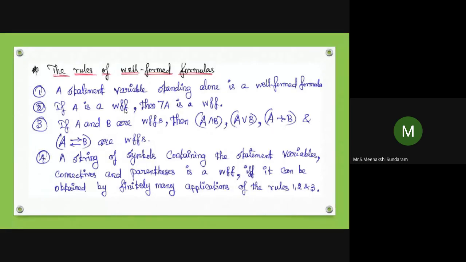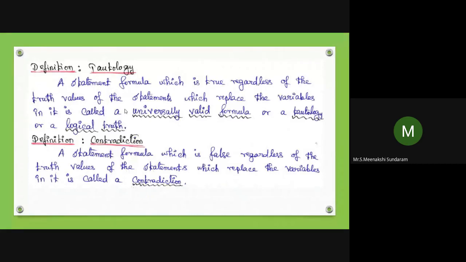If and only if it can be obtained by finitely many applications of rules 1, 2, and 3. Tautology: a statement formula which is true regardless of the truth value of the statements which replace the variables in it is called a universally valid formula.